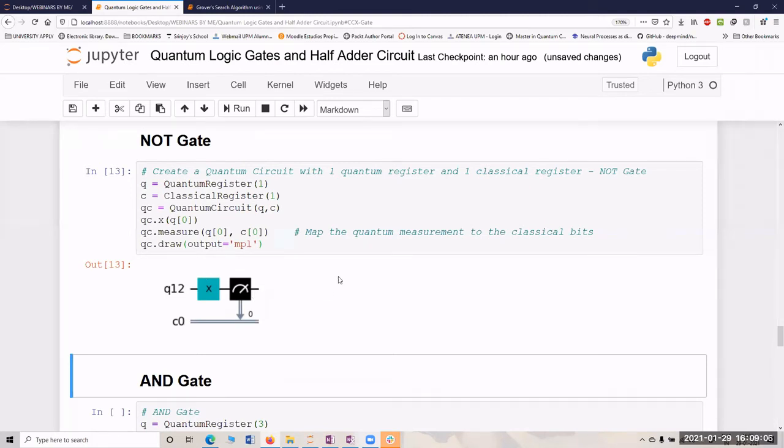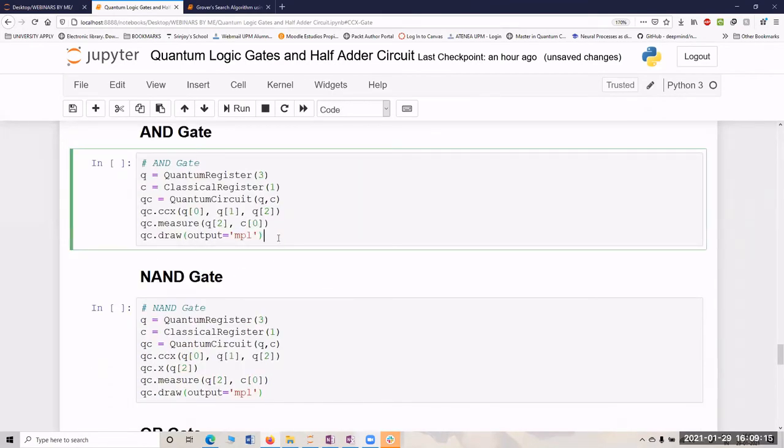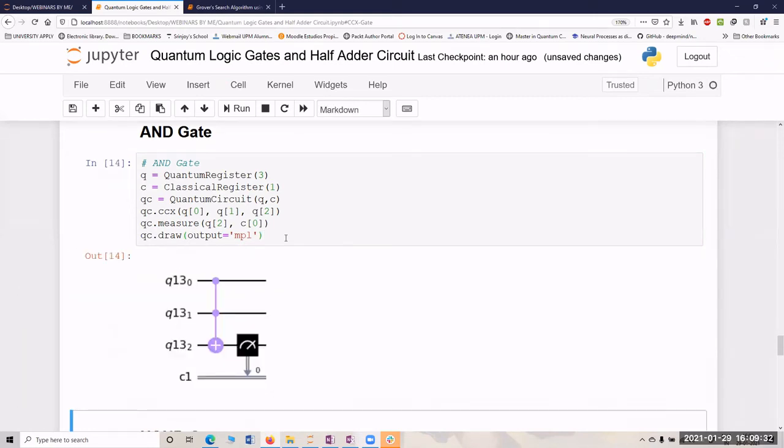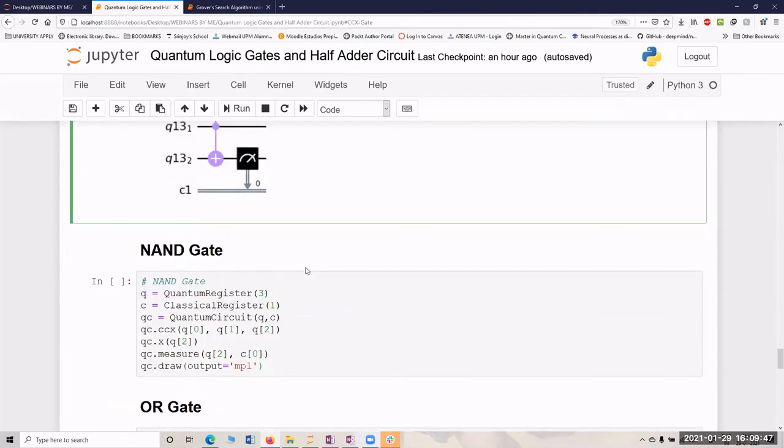So this is the NOT gate, and as I told you, it's just the bit flip operation. So the circuit is very simple. And the AND gate is a CCX gate. How that is a CCX gate, I want you to verify later. After this lecture, go through it, compare the truth table of the AND gate and the CCX gate operation, and see how similar they are. So that's the AND gate. This is your homework. You should verify why the CCX gate is an AND gate for the classical case.